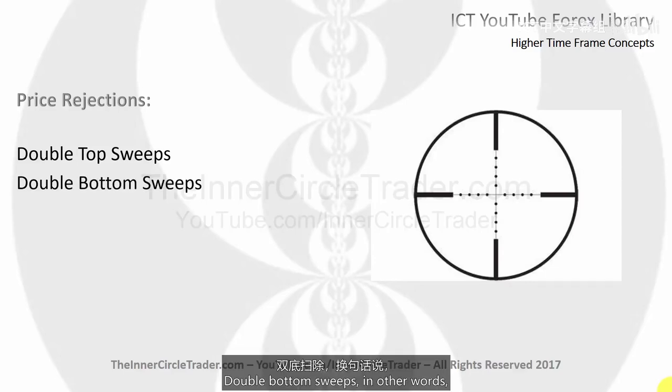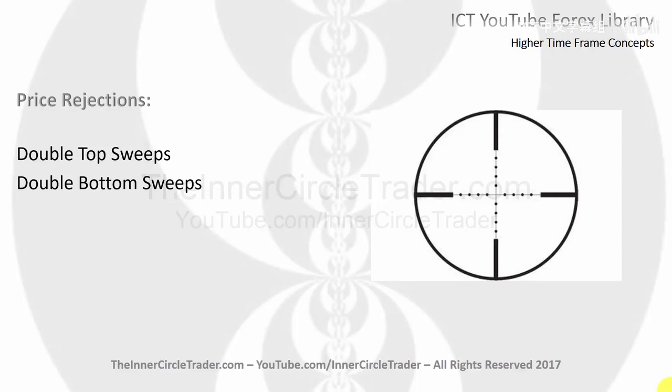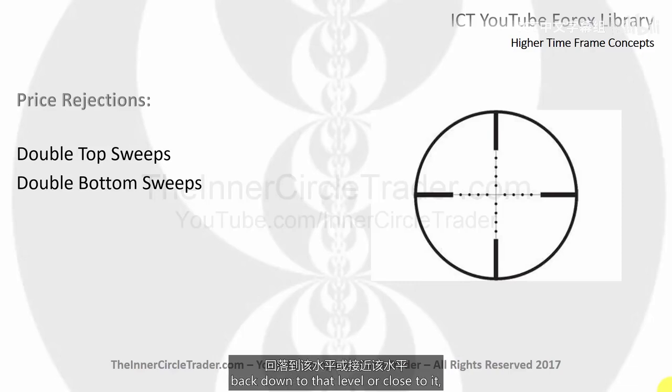Double bottom sweeps, in other words, just to reverse what I just said, anytime on the price action we see equal lows form, we would anticipate, should price trade back down to that level or close to it, it would sweep below it, run the sell stops below the equal lows, and then reject and go higher.